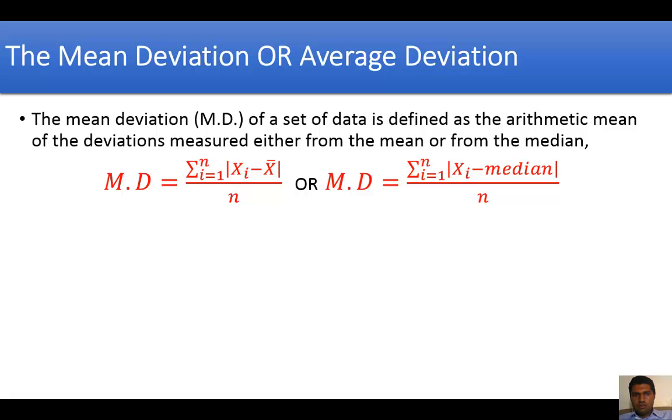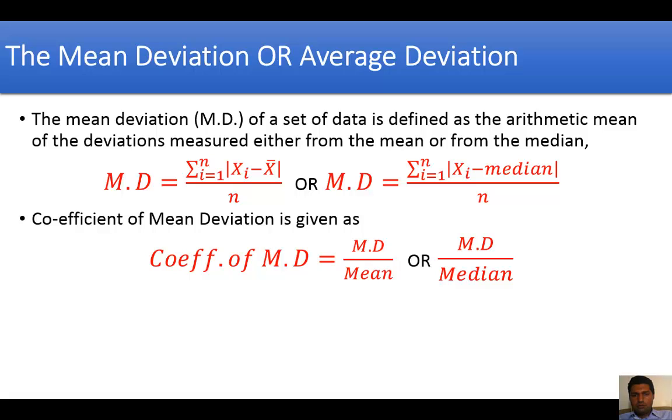And the last measure is the mean deviation or average deviation. We can calculate the mean deviation from mean or from median or from mode. The formula is on your screens. The corresponding relative measure for mean deviation is the coefficient of mean deviation, where you divide mean deviation by mean or median.